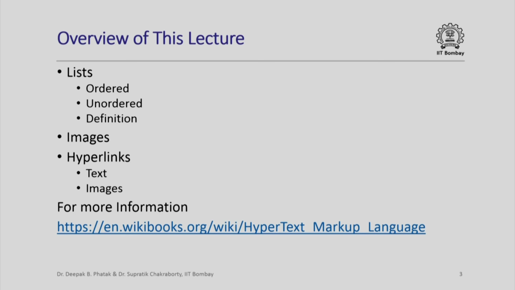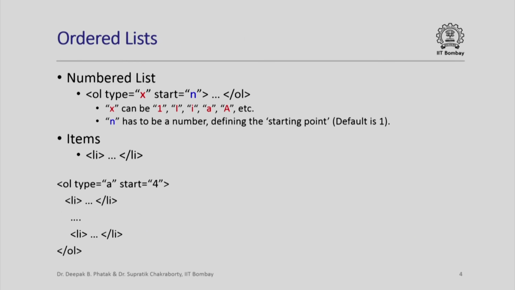A hyperlink is nothing but a text on which if you click you will be taken to another page indicated by that link. That is why it is called a hyperlink. For example, the reference material shown here itself is a hyperlink. Let us look at lists, images and hyperlinks in that order. Let us look at how we can prescribe an ordered list.